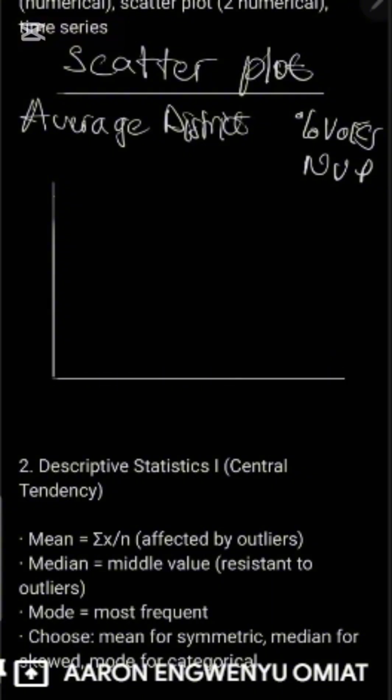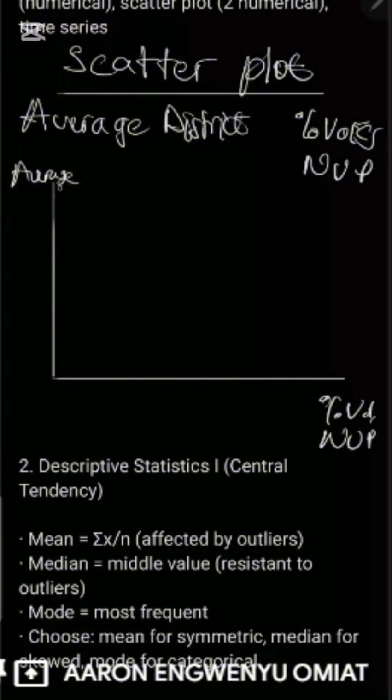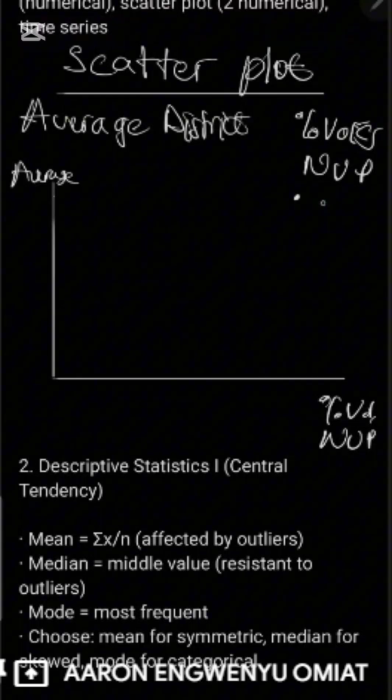A scatter plot has two axes. On one axis we put average income, then here we put percentage votes for NUP. And we start to plot. Let's start with Kampala. You know that the people in Kampala, in Central, have the highest income. If we plot it, you find it here. They have the highest income and the turnout was at 64%.